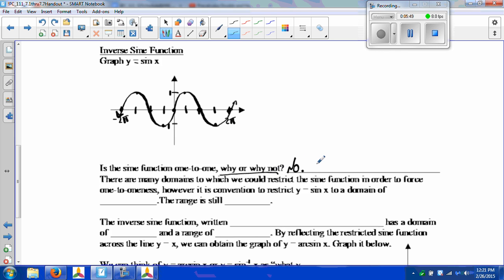Now, it says why or why not, so I need to give a specific reason. That would be giving 2 different x values that give the same y value. So I'm just going to do pi over 2, where sine equals 1, and then another place where it is equal to 1, not here, not negative pi over 2, but at, say, negative 3 pi over 2. So that fails the horizontal line test because there are 2 x's that give the same y.